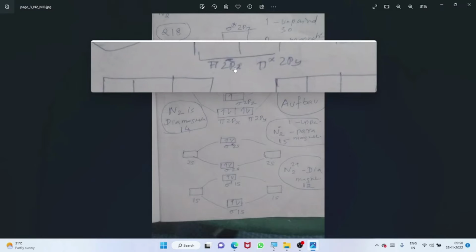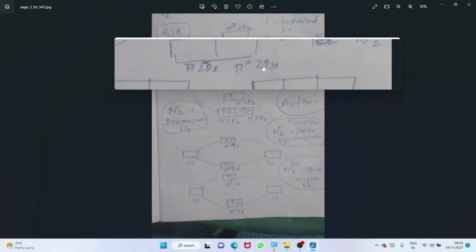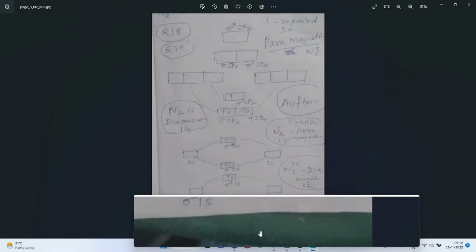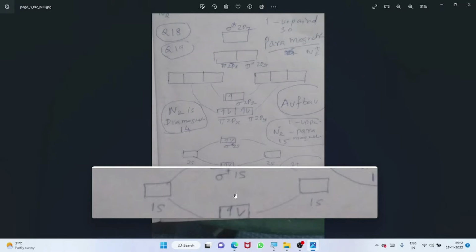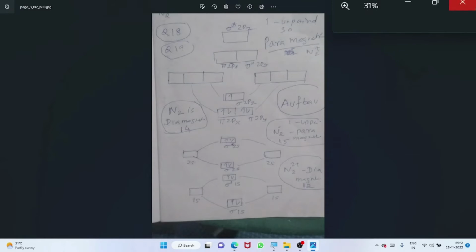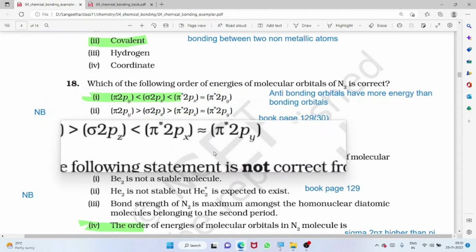After that, pi star 2px, pi star 2py, then these things. So from down, sigma 1s, sigma star 1s, like that you have to go. Okay, so based on that, this is the correct order.